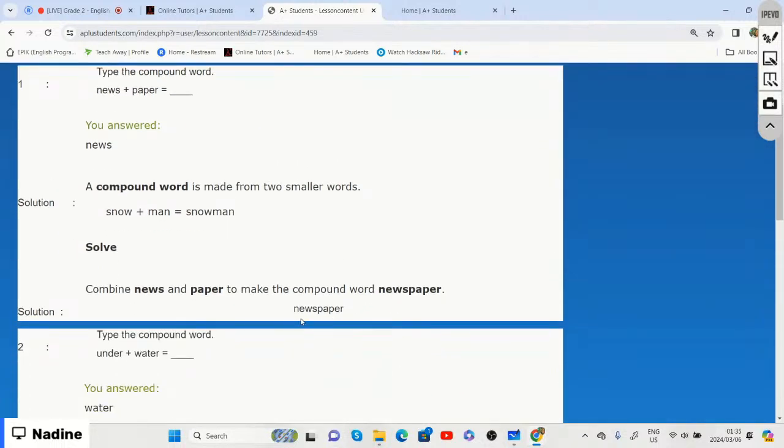So we have news plus paper. Yes, hot plus dog, just like you're saying there. That is also correct. We can also say birthday. Birthday is also correct, which is birth plus day, meaning that our parent gave birth on this day.